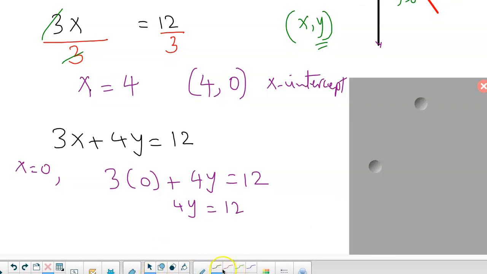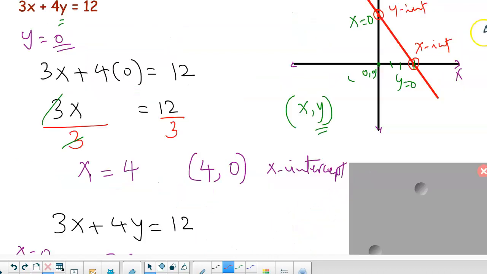That is, 4y, 4 times y, multiplication, inverse operation, division, divide by 4 on both sides to give you y, and 4 and 4 cancel, y is equal to 12 divided by 4, that is 3. So when x is equal to 0, the value of y is 3, right? (0, 3), which is your y-intercept.